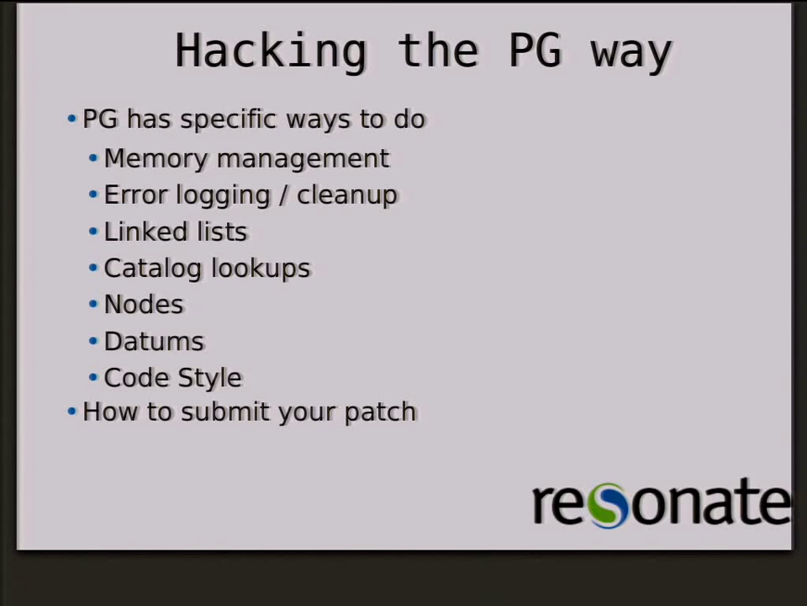All right, so for the second half of the talk, we're going to talk about what I would call hacking the Postgres way. Postgres has specific, special ways of doing lots of different stuff, right? We have our own memory management system. We have our own error logging system. We have our own linked list implementation. I'm not going to go into the details of all of these, but I wanted to hit on them and give you an idea of where to look if you want to hack the back end, what the different pieces are that you need to think about, and an understanding of that other C code that called these random functions. This is where you would go look to see how they're defined and how they're used.